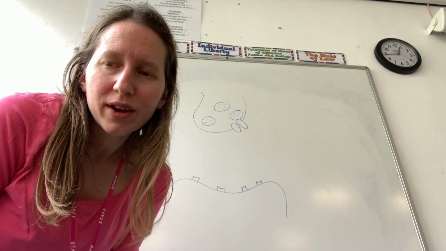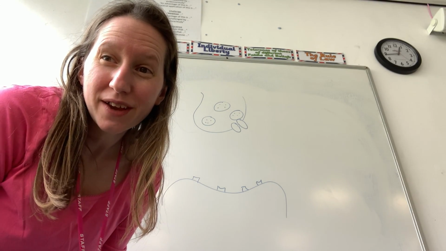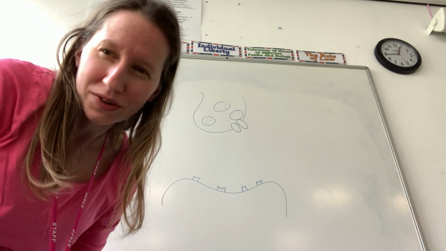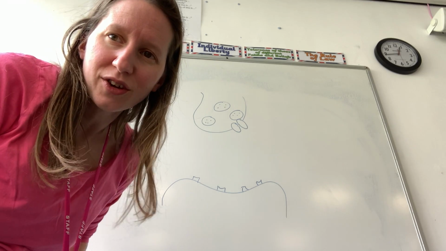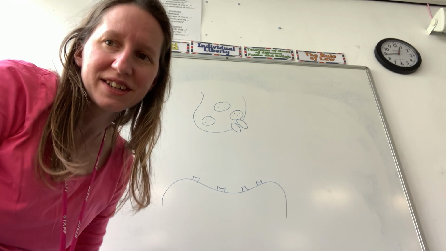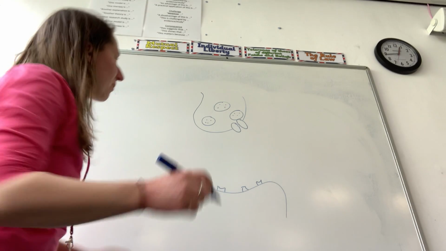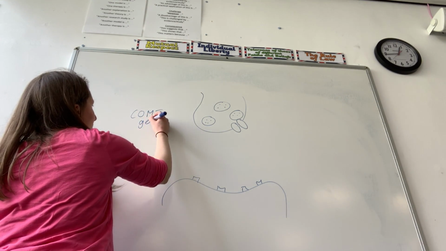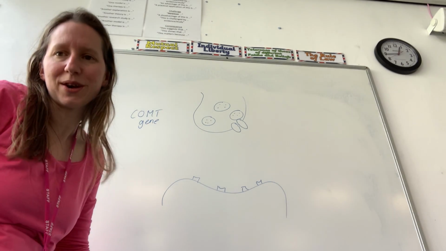Right, this is a quick explanation of genetic factors in OCD, genetic explanations for OCD. So I'm going to look first at COMT and second at SERT. We have something called a COMT gene within our genetic makeup.